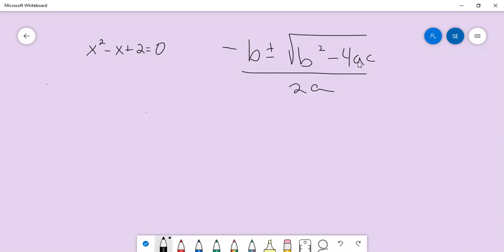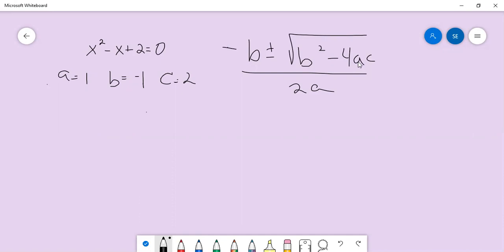So again, like I did before, we're going to identify our a, which is equal to the coefficient for the x squared, which isn't present, so that's an implied 1. Our b is the coefficient for our x, which is -1, and our c is equal to 2. So we can go ahead and input that into this equation. So our negative b, well, b is -1.